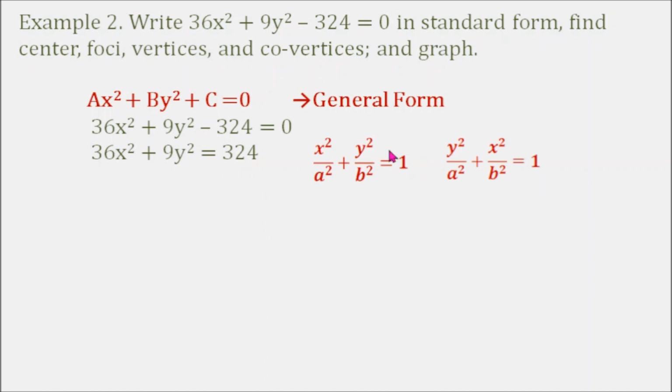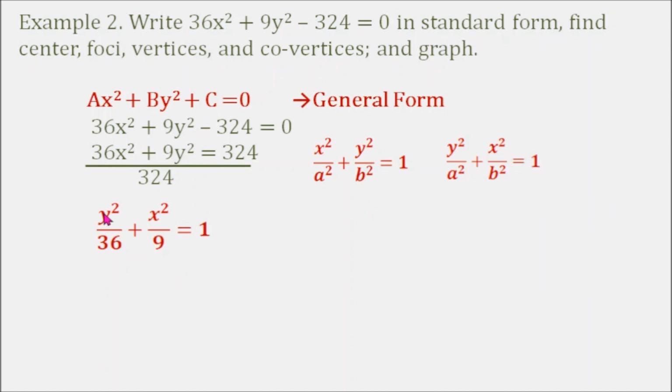So the right side of our standard form should be equal to 1. So that means we are going to divide our equation by 324 so that the right side will be equal to 1. 36 divided by 324, that's 1 over 9. While 9 divided by 324, that's 1 over 36. And of course, 324 divided by 324 equals 1.